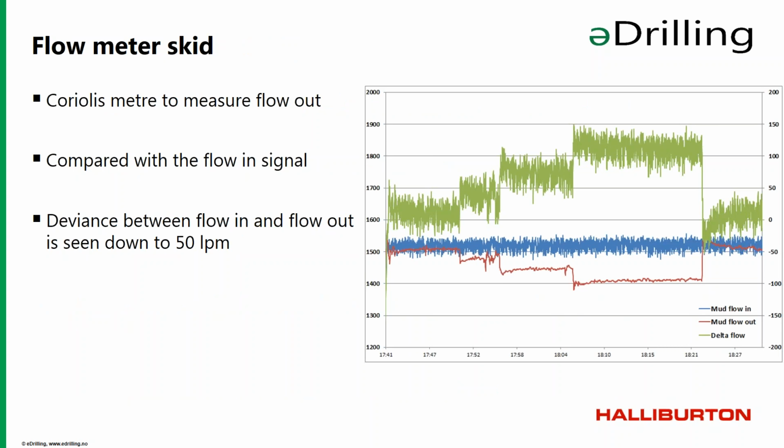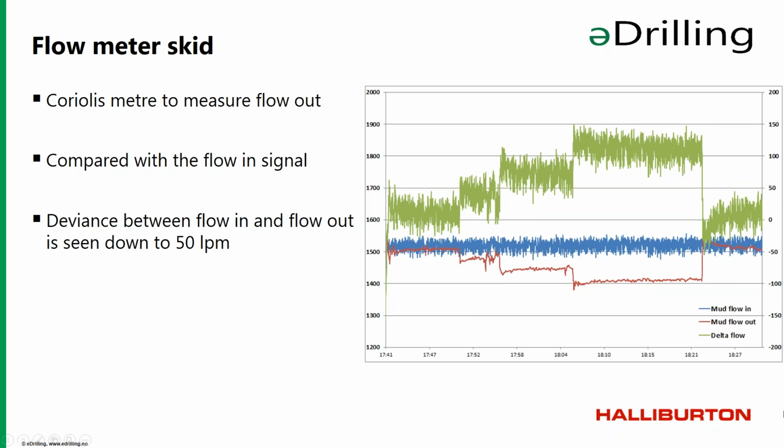We've got a flow meter skid. As you take the flow out lower on the stack than you would normally do conventionally, you also bypass the rig's flow paddle or similar. We add in a Coriolis meter, which is a lot more accurate than the rig's conventional system. We use this flow to compare it with the flow in signal.